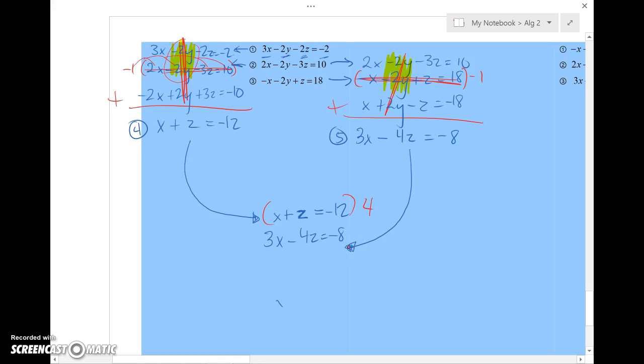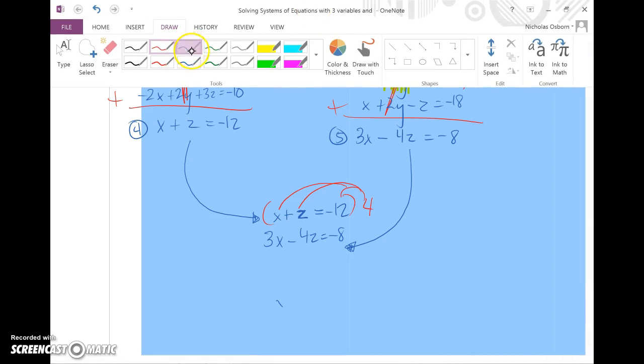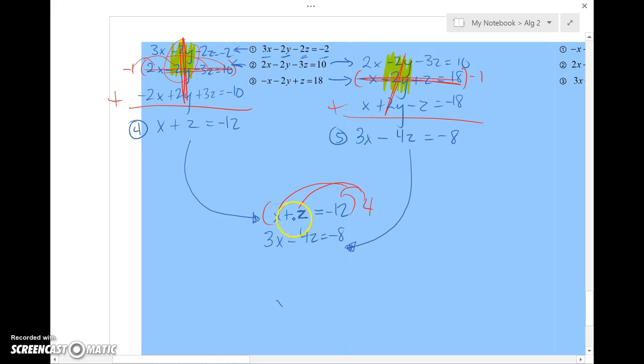Okay, so now distribute across. Remember, distribute to every number, and I'm going to rewrite that equation right below number 5. So this becomes 4x. And just so you know, I'm moving this new equation down to the bottom now. And then 4 times z is just 4z. And then 4 times negative 12 is negative 48.